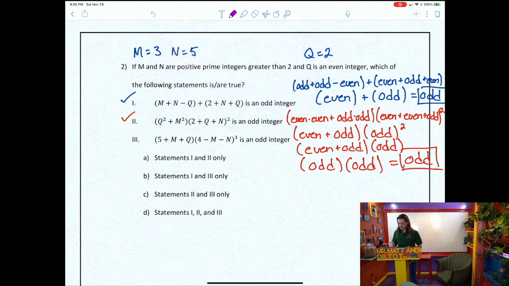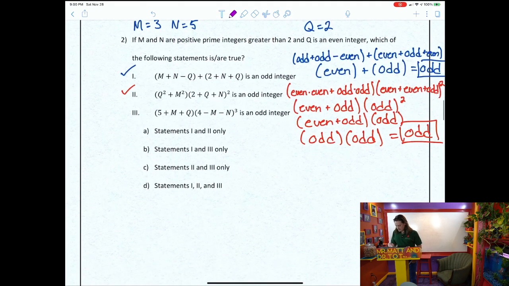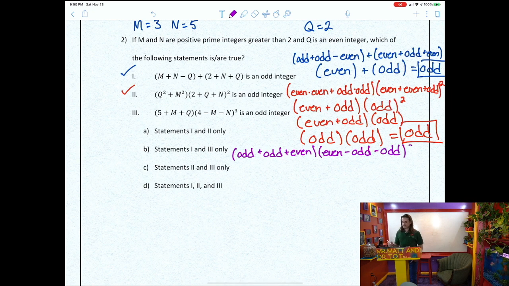And statement 3, we have 5, which is odd, plus m, which is odd, plus q, which is even, quantity times 4, which is even, minus m, which is odd, minus n, which is also odd, quantity cubed. Okay, an odd plus an odd will be even. An even plus an even will be even. So this whole thing turns even. An even minus an odd is odd. An odd minus an odd is even.